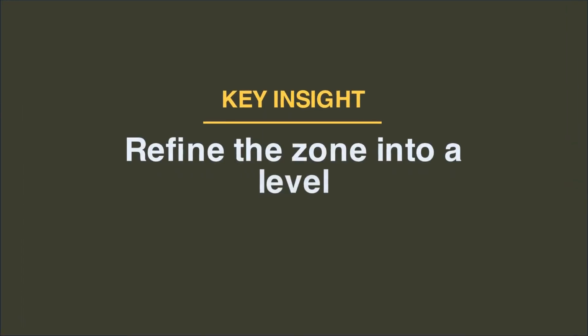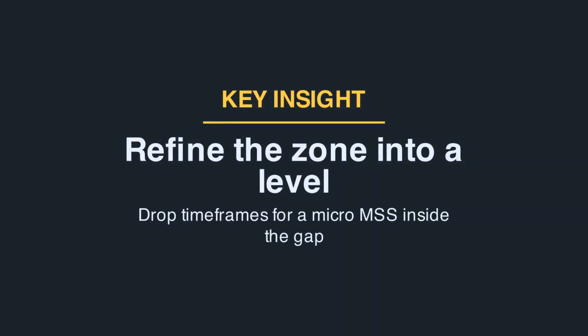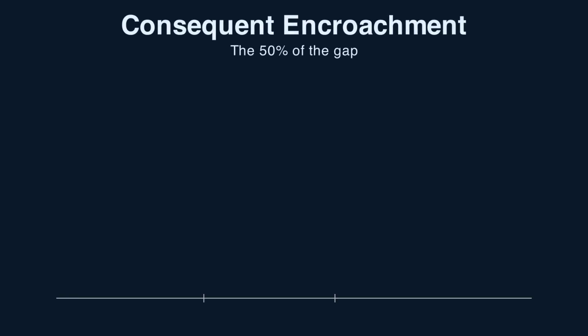Here's a pro tip to tighten your risk dramatically. As price enters the gap, drop to a lower time frame and wait for a small market structure shift inside the zone. A micro break of structure confirming buyers or sellers have stepped in. You convert a wide zone into a precise level and your stop shrinks accordingly. Same idea, a fraction of the risk and a far cleaner entry than blindly resting a limit in the middle of the gap.